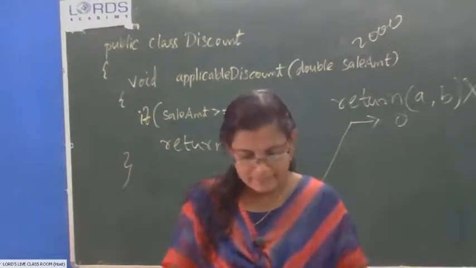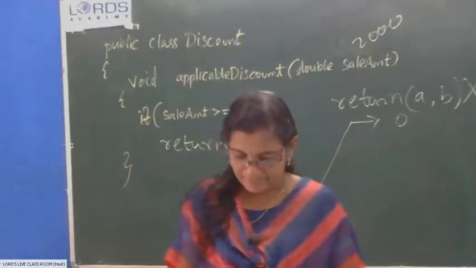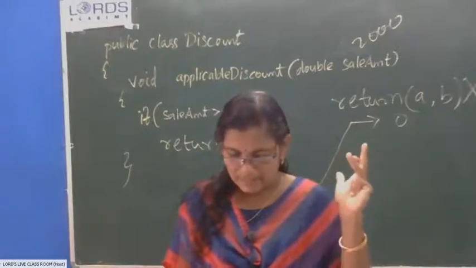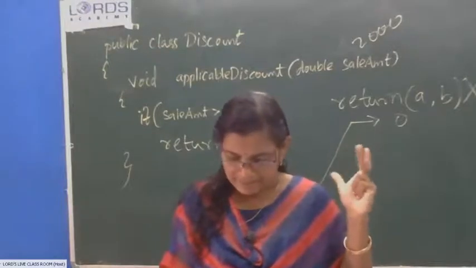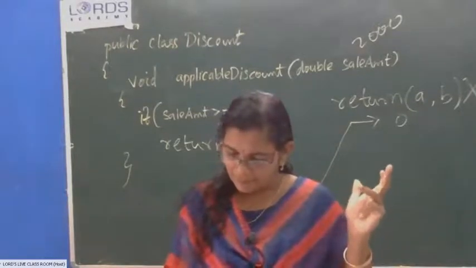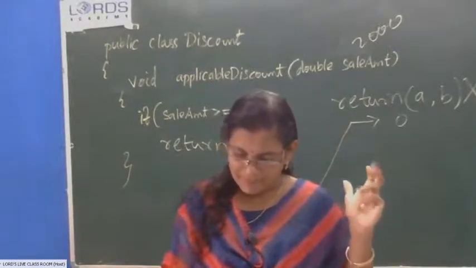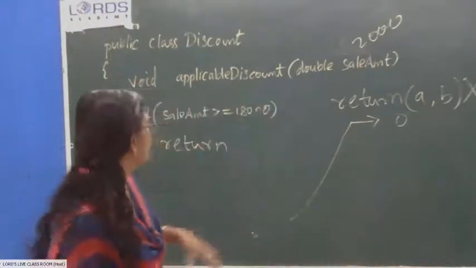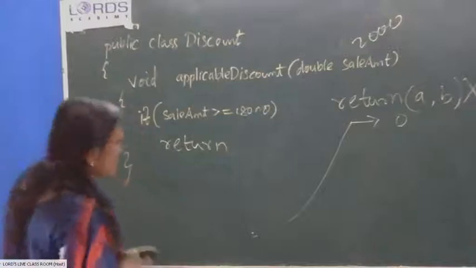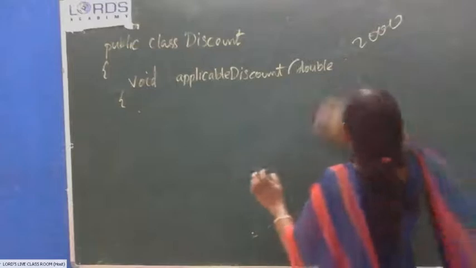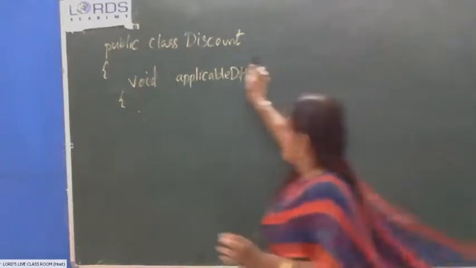Scope of variables. Scope of variable means there are three different types of variables: instance variables, parameter variables, and local variables. I have already explained that concept once, but still, to have a quick revision, let me write a small program.